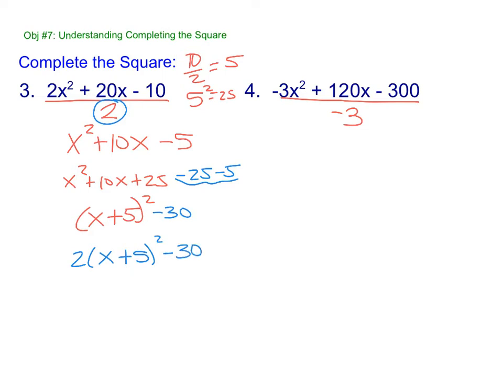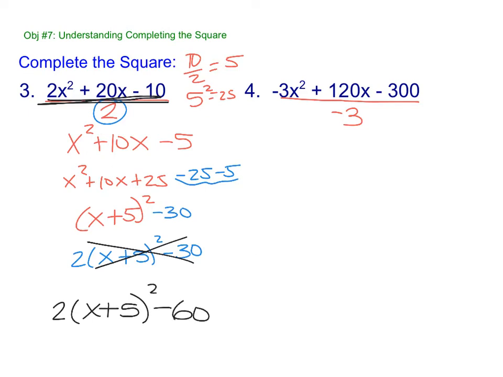This is not the answer. Wrong. Because we divided the entire function or expression by 2, it has to go back in the entire function. So we're going to do 2(x plus 5) squared, but then also minus 60. We have to multiply the 30 by 2 also. That is our final answer.